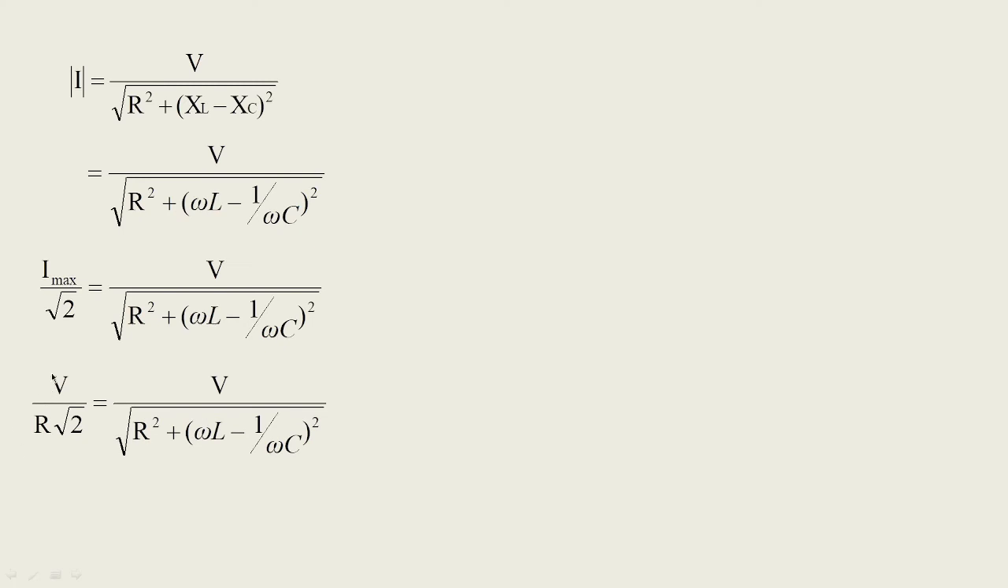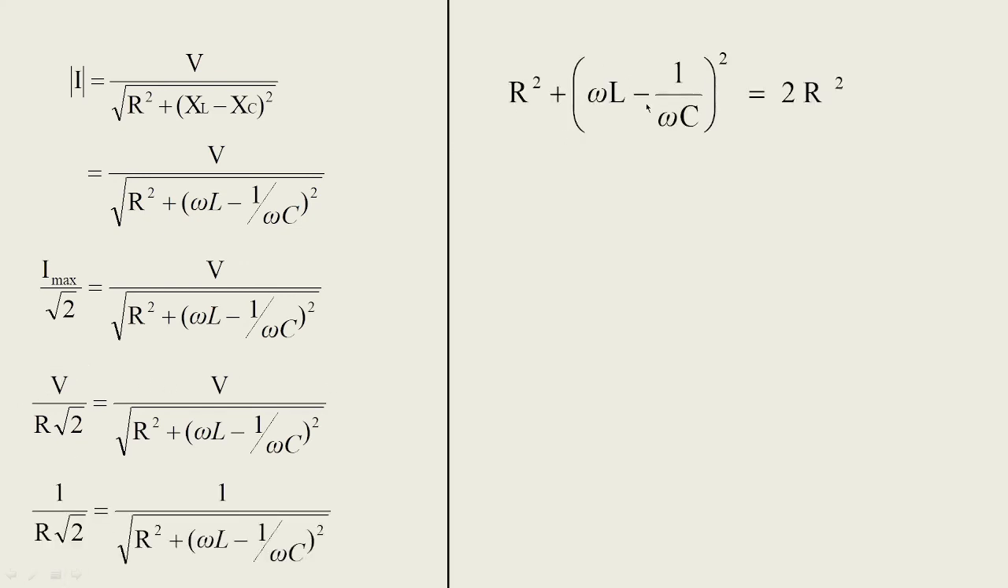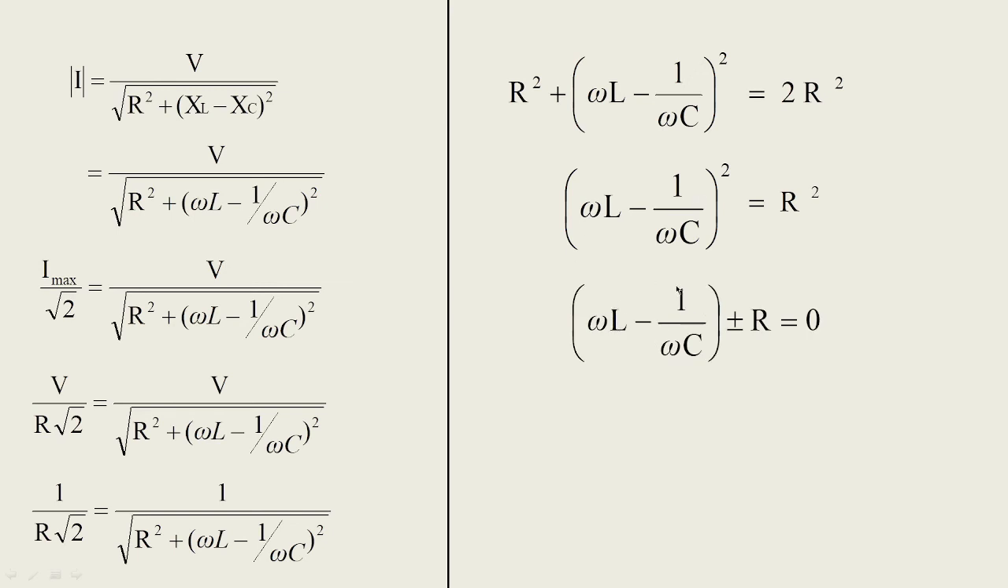But I max is what? I max is nothing but again voltage by resistance times root 2 repeated twice, which is equivalent to the total current. So you can nullify these voltage values and we are going to get the equations for the passive component, which is generally obtained as omega L minus 1 by omega C plus or minus R equal to 0. So this can be framed as a normal equation of ax square plus bx plus c. So we can get the roots for this particular equation.